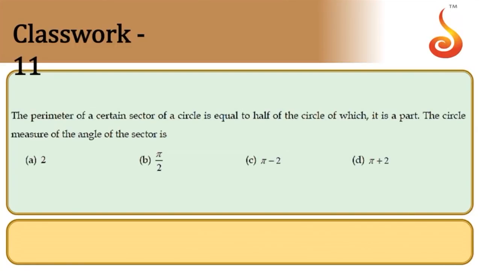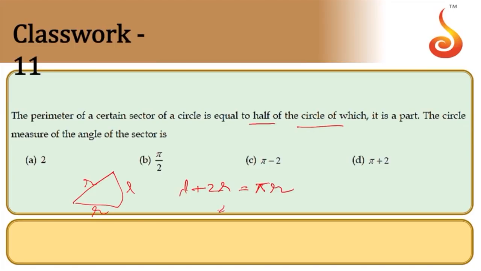Let me consider the perimeter of a certain sector of a circle that is equal to half the circle of which it is a part. The perimeter of a sector is nothing but L plus R plus R. So L plus 2R is equal to half the circle. Half the circle means half the circumference of the circle. Circumference is equal to 2 pi r. Therefore, L plus 2r is equal to pi r.